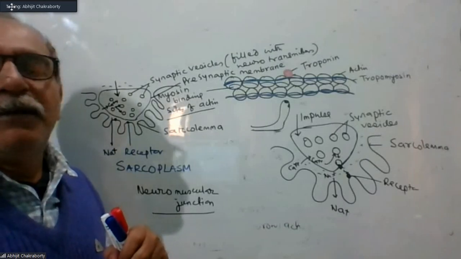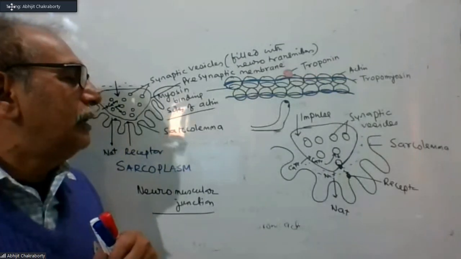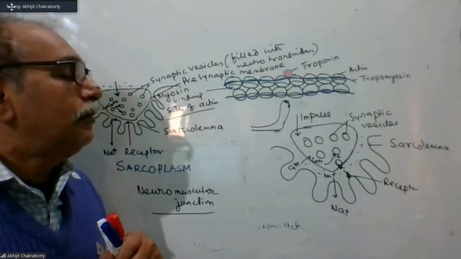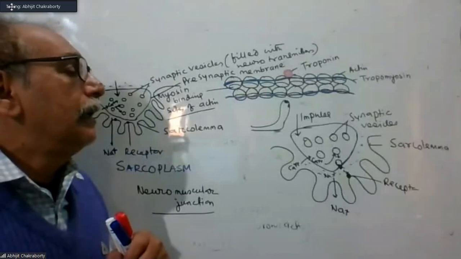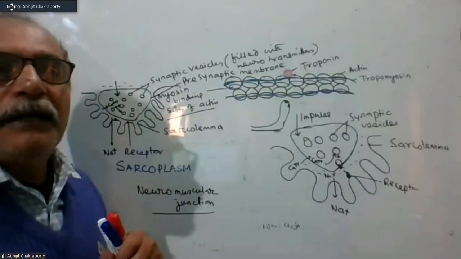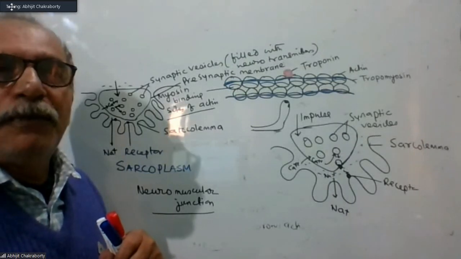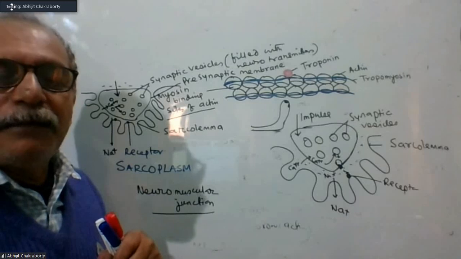Sir, how does the calcium ion enter? Calcium, first of all you need to understand one thing. In the extracellular fluid, different types of ions are there. Every ion has a particular channel in the membrane. Until this channel is open, the ion cannot enter inside. Are you getting me this?